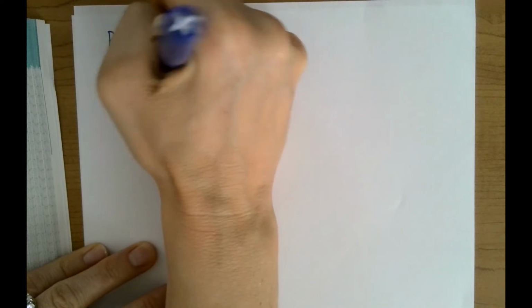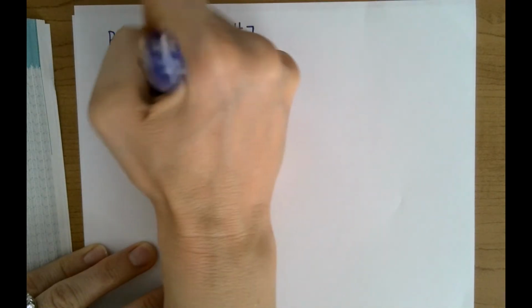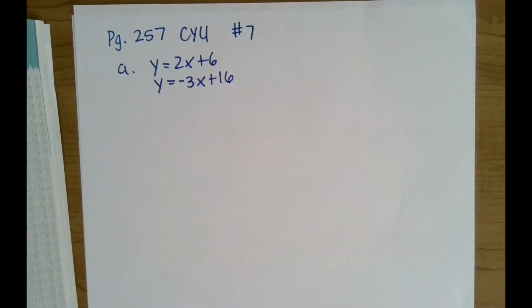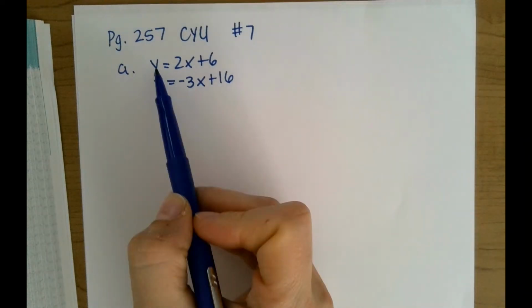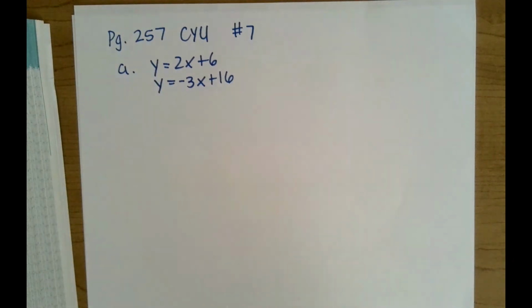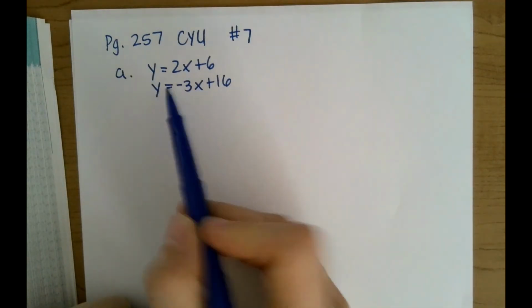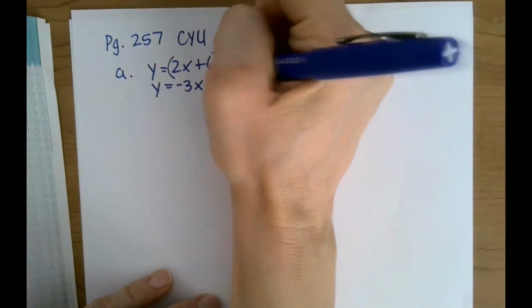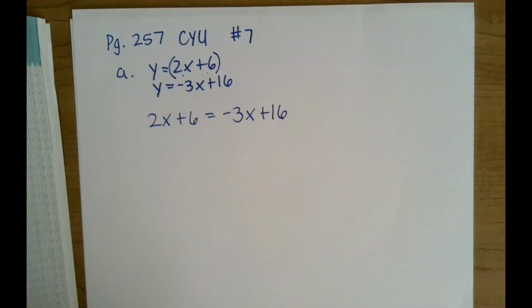All right, so for the first one, A, we're given y equals 2x plus 6, y equals negative 3x plus 16. All right, so first I want to make sure at least one equation is solved for a variable. One of the variables is isolated. They both have y equals. So we want to have at least one with the variable by itself on one side of the equal sign. If they are both like this, then I'm going to put them equal to each other. So what I'm essentially doing is I'm substituting 2x plus 6 for this y.